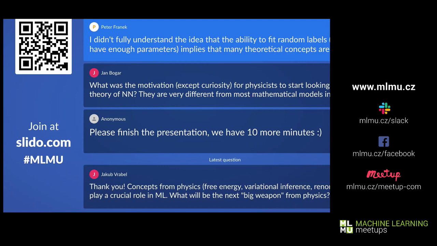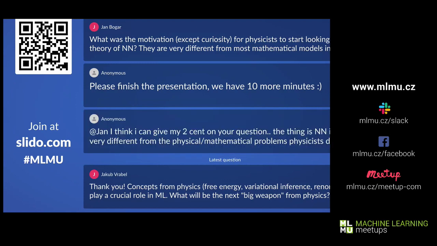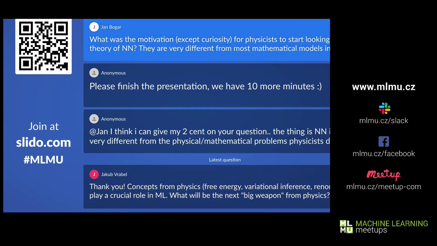So Jan Bogar, what is the motivation, except curiosity, for physicists to start looking into the theory of neural networks? They are very different from most mathematical models in physics. So let me translate it: what is the motivation, except curiosity, for physicists to start looking into the origins of the universe? Yeah, I think I could ask the question the same way.